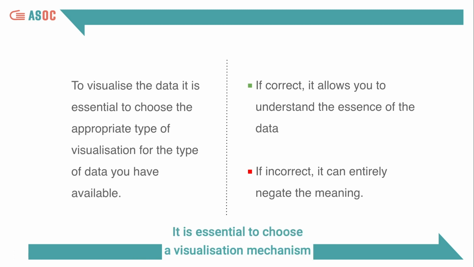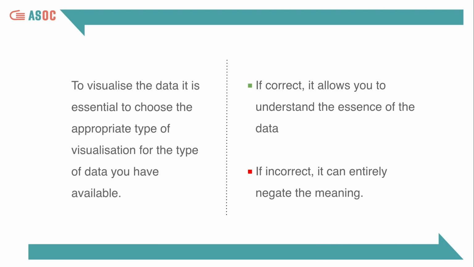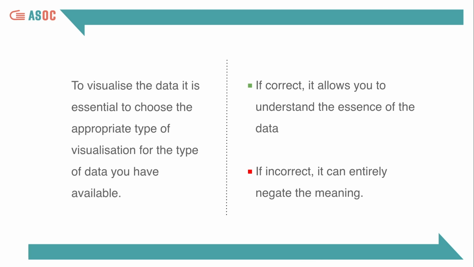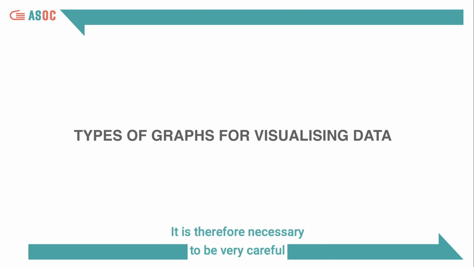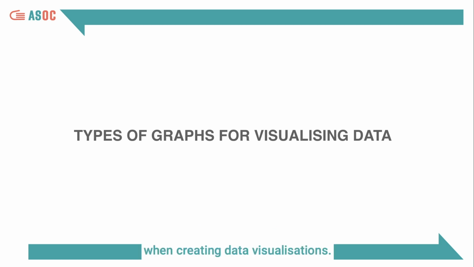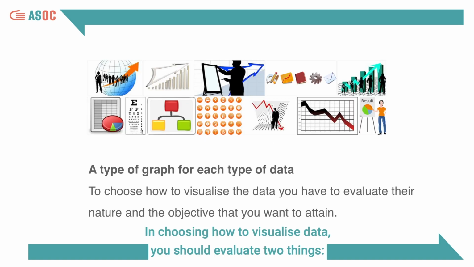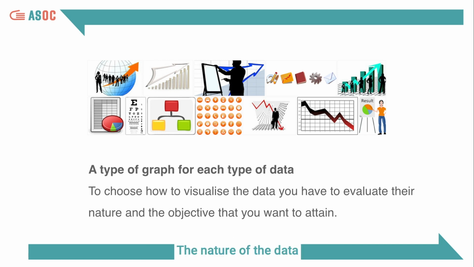Data visualization is a crucial aspect. It is essential to choose a visualization mechanism that is appropriate for the type of data available, because if chosen correctly, it will allow for a full understanding of the meaning of the data. If chosen incorrectly, it can distort the meaning completely. It is therefore necessary to be very careful when creating data visualizations. In choosing how to visualize the data, you should evaluate two things: the nature of the data and the goal to be achieved by visualizing them.